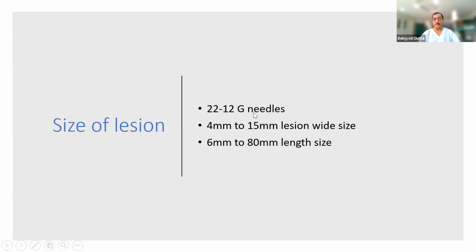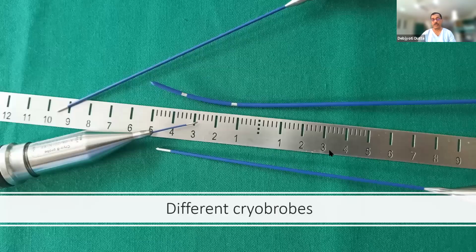Now, cryoablation is not new, but earlier the size of the lesion was very big. Fine needles were not possible, but now the needle is from 22 to 12 gauge, different types of needles. So you can change the size, and that is the advantage. Very small lesion to very large lesion. Like radio frequency, you cannot have a very large lesion, but here everything is possible. And these are the different needles. We'll be showing them right now.